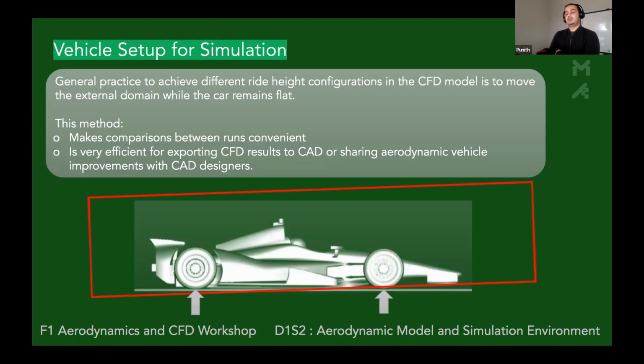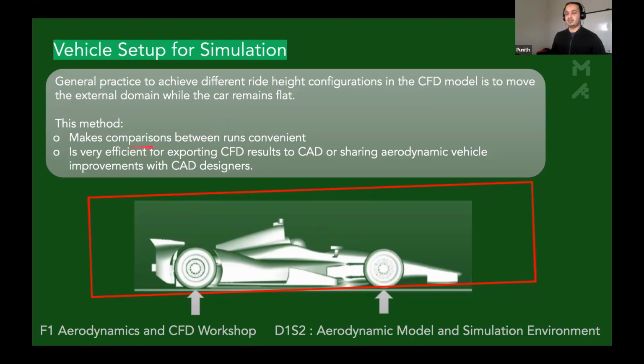Then let's move on. We're still thinking about various things around setting up a simulation, and then we'll start looking at the surface meshing and all that stuff. So while we're thinking about this, what happens when we change ride height? Let's say you set up a certain simulation as a baseline. How do we then change it? So a general practice is to achieve different ride height configurations by moving the external domain while the car remains flat.